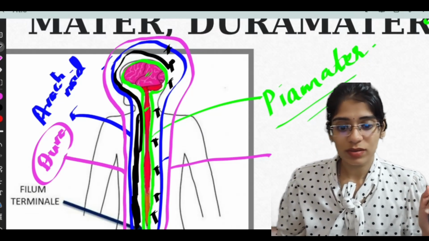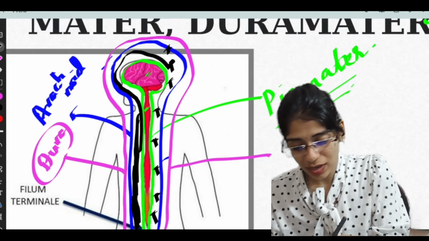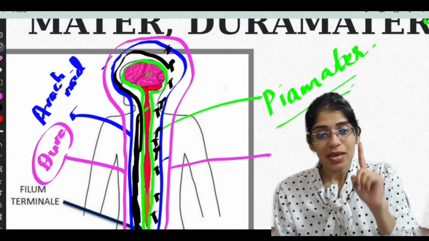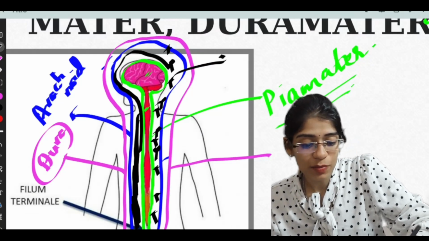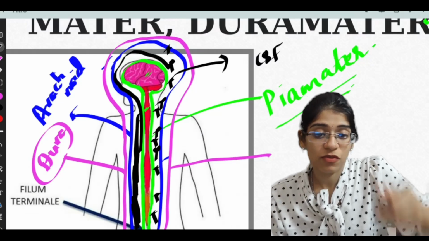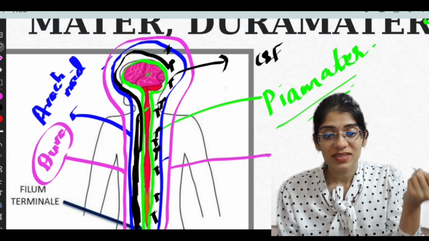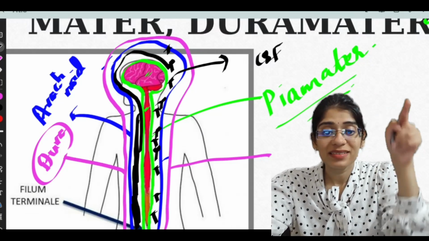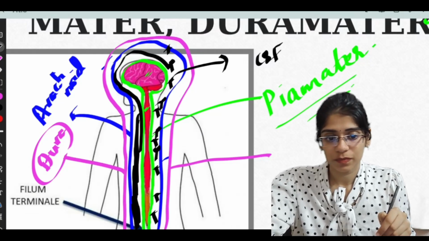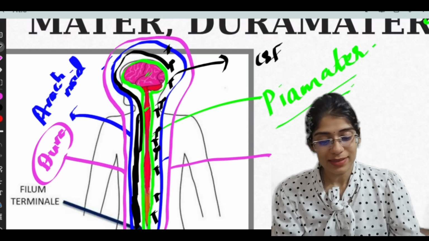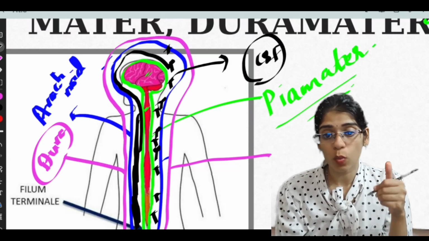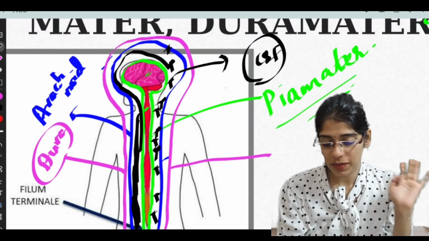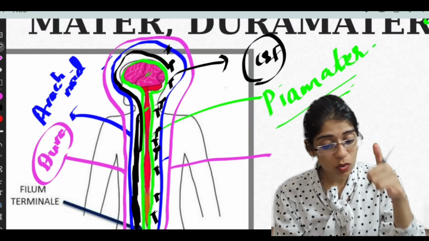Now, why did I tell you this? In the subarachnoid space, what do we have? Who can tell me? In the subarachnoid space, very important, the CSF flows. What is CSF? Cerebrospinal fluid. That flows where, guys? In the subarachnoid space. Now you tell me, CSF is produced by what, guys?